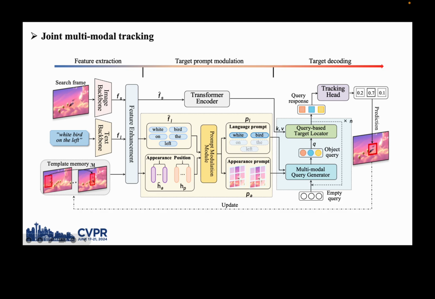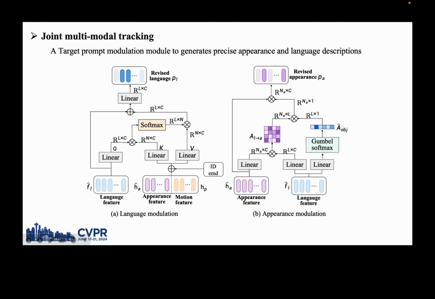Finally, a target decoding module is responsible for jointly establishing the correspondence between the multimodal references with the search image in one step. We introduce our proposed multimodal prompt modulation module in detail. Specifically, the template memory stores the object position information of multiple previous frames, serving as a motion cue to assess whether the state description in the text feature aligns with the current scene. Meanwhile, it contains the object appearance information acting as a visual cue to evaluate whether the target appearance description in the text feature is correct.